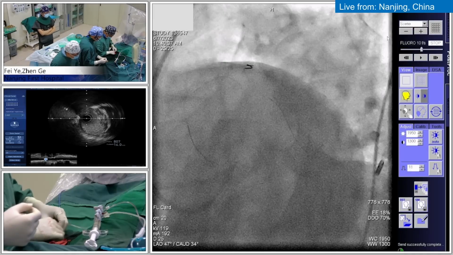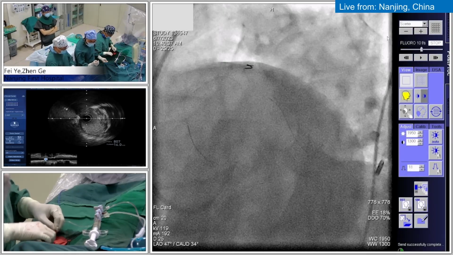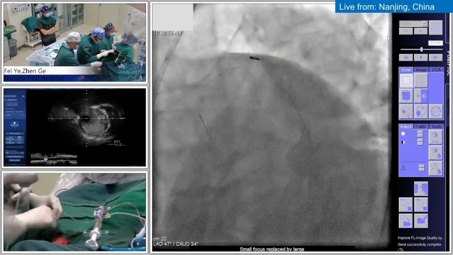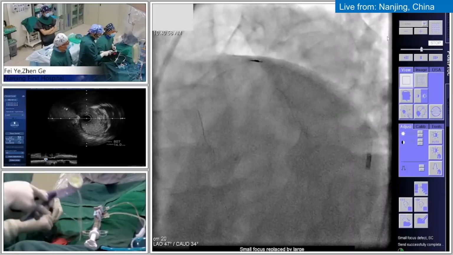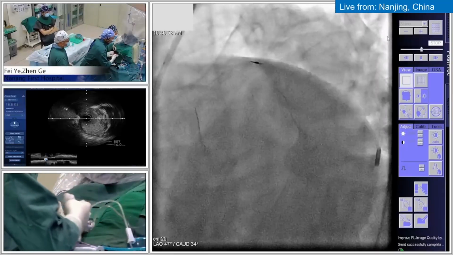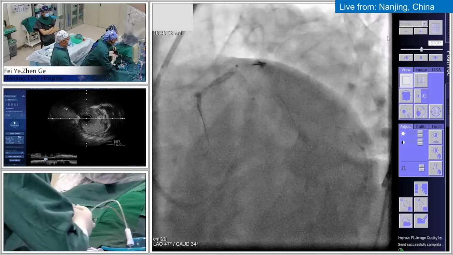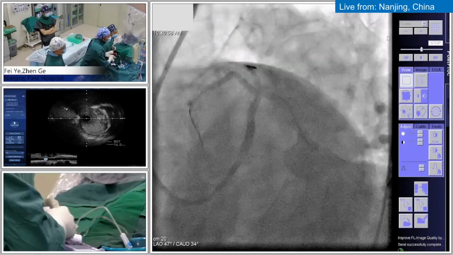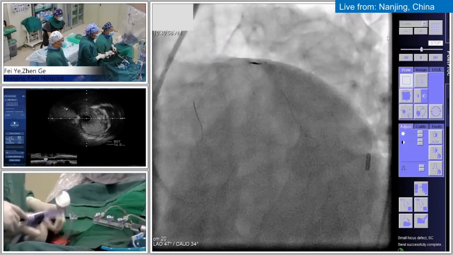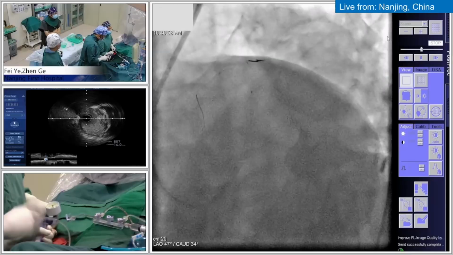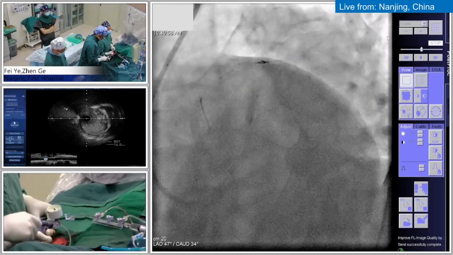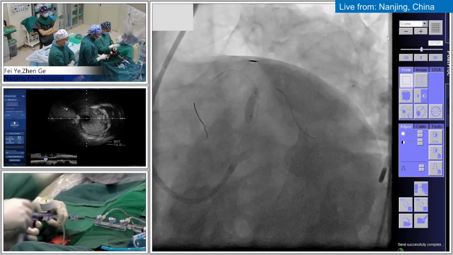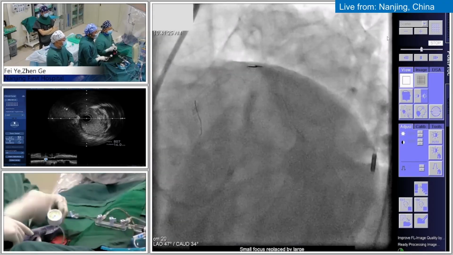Is this a 4.0 balloon or a 4.5 balloon? This is 4.0, the balloon for post dilation, to do the POT technique. Here. Okay. This is 4.0 to do the POT. And okay.